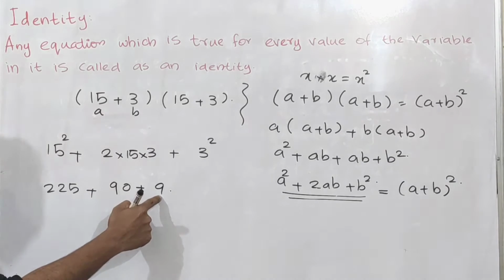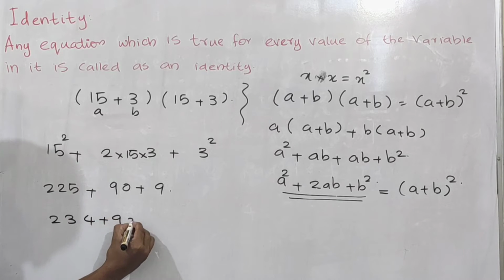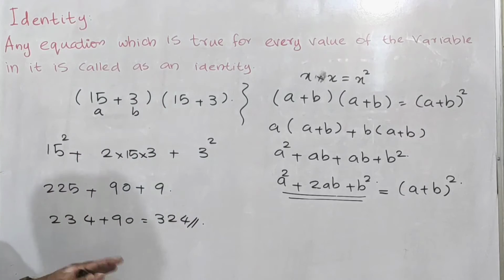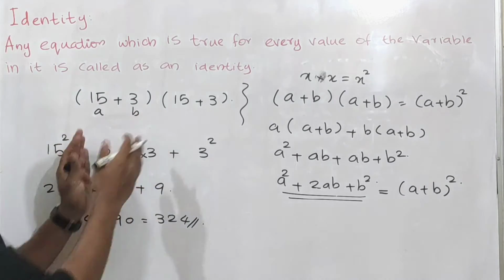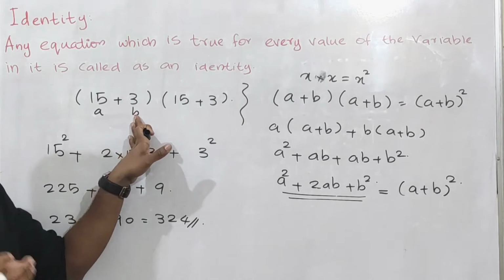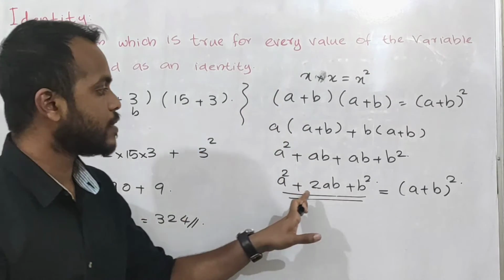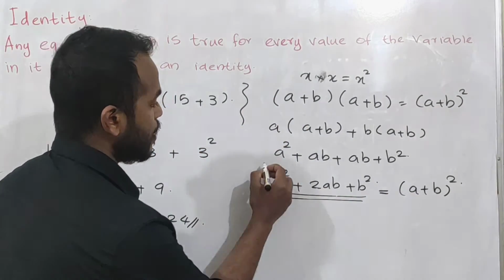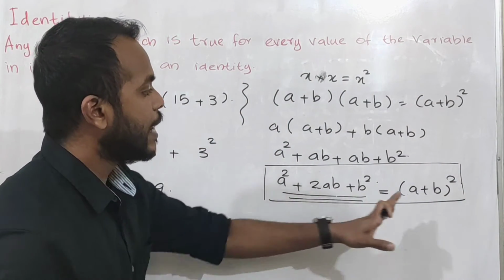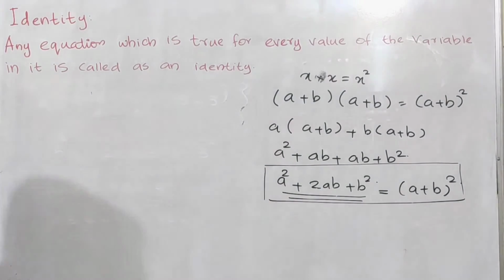So we can do this one together. 225 plus 9 is 234. 234 plus 90 is 324. Now I have taken a not so easy number, that's why it's coming like this. We will see a few less difficult numbers in future, but what we need to concentrate on now is that this identity is called the first identity.